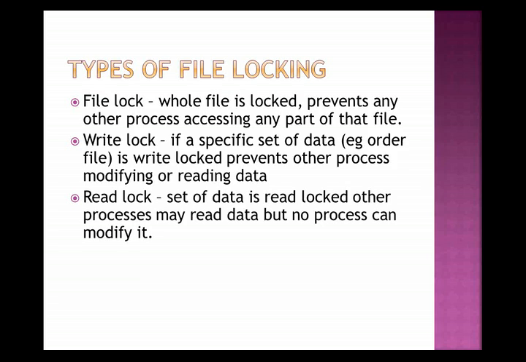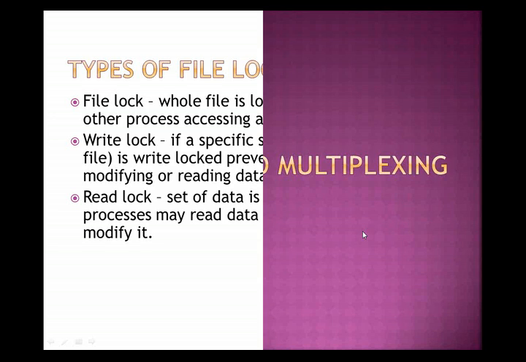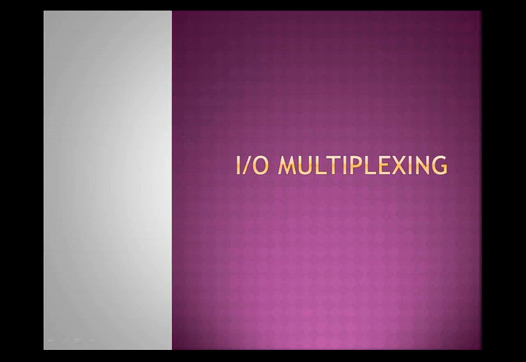Then we also discussed the types of file locking that are available. One is file lock, one is read lock, one is write lock. In file lock, the file is locked, preventing other processes from accessing any part of that file. Write lock means other processes are able to modify as well as read the data of the file. And read lock means other processes can only read the file but cannot modify its content.